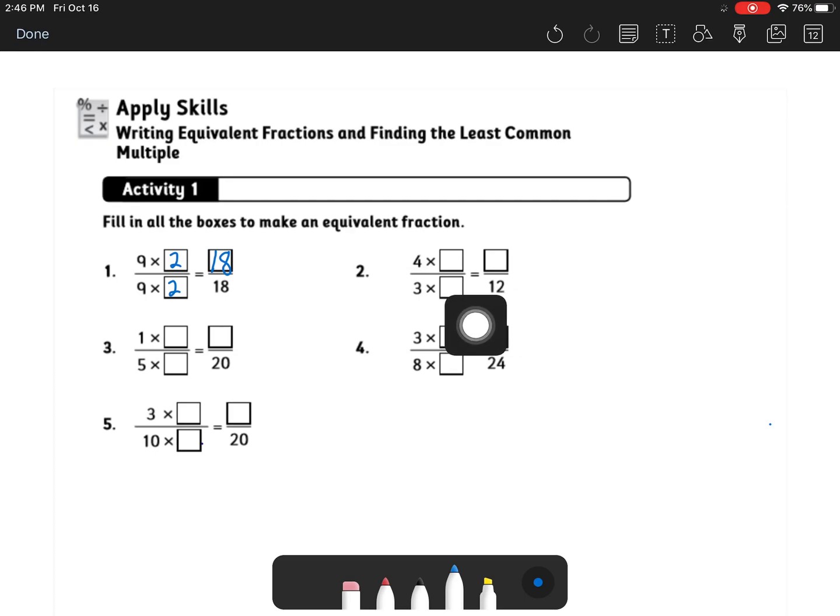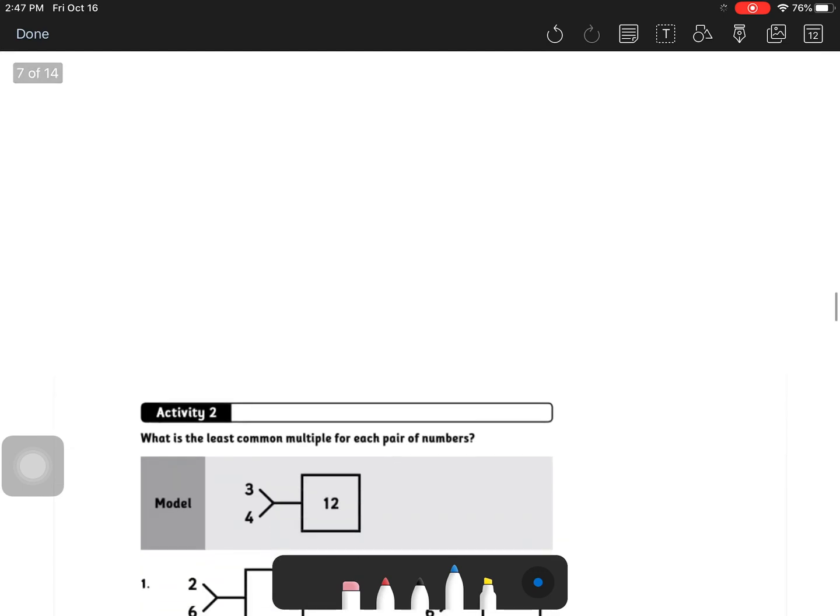Here, how do I get from a 3 to a 12? I have to multiply by 4. So top and bottom, 4 times 4 is 16. How do I get from a 5 to a 20? I have to multiply by 4. Do the same thing top and bottom, 1 times 4 is 4. And here, how do I get from an 8 to a 24? I have to multiply 8 times 3, so 3 over 3. And in the last one, how do I get from a 10 to a 20? I have to multiply it by 2. And so 3 times 2 is 6.